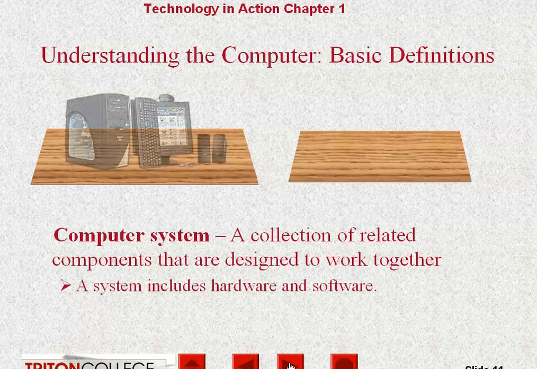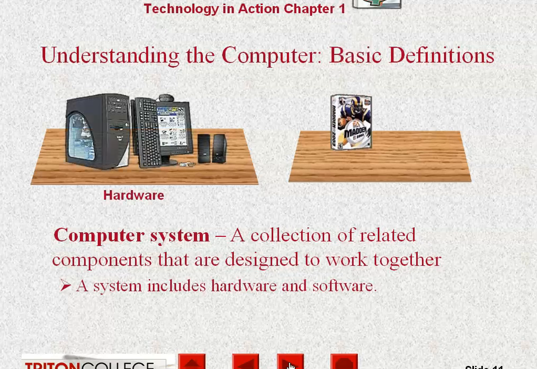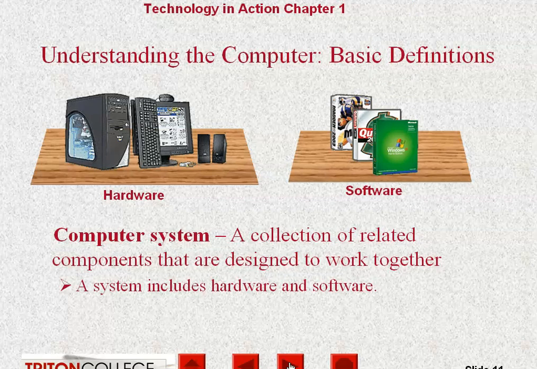When we talk about a computer system, we're talking about a collection of related components that are designed to work together. And a system is going to include hardware, and it's going to include software. Your phone is no good without the phone. You can't take a picture unless you have a camera on your phone. Your hardware on that phone is no good without the software, which makes it work.